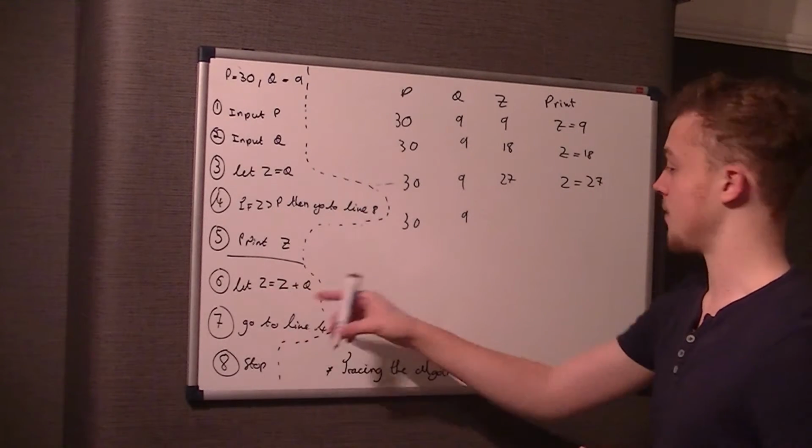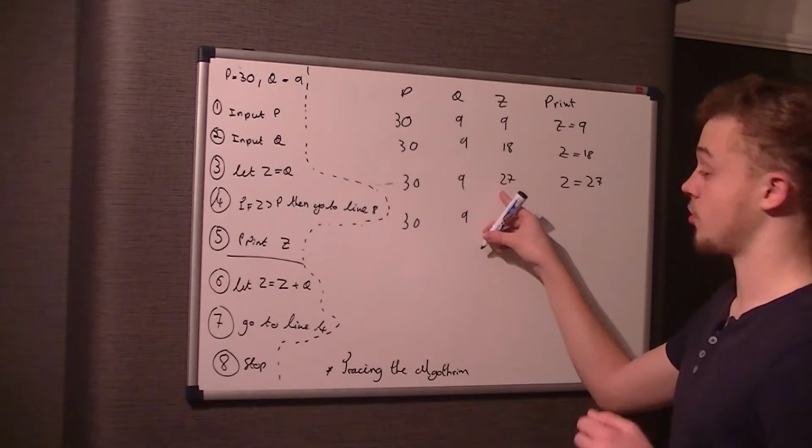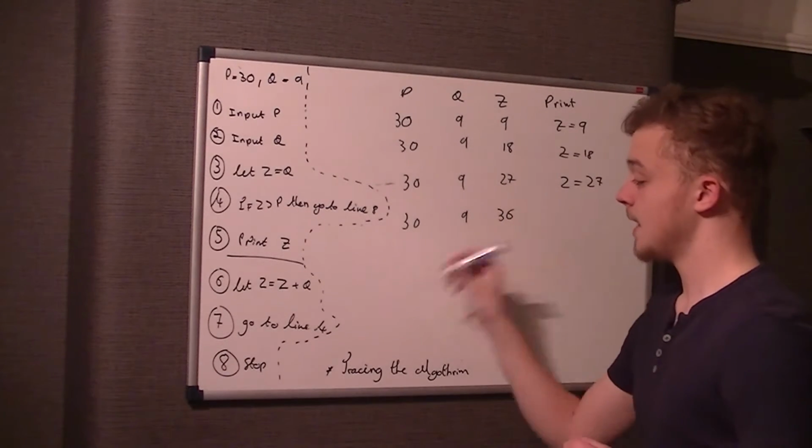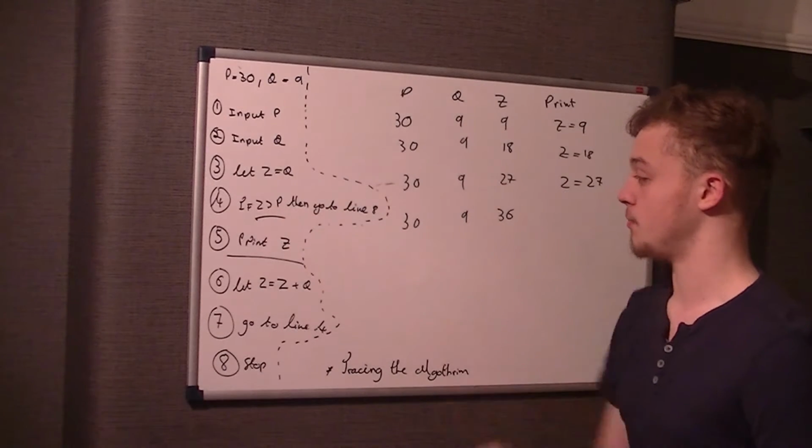We let Z equal Z plus Q. So Z equals 27 plus 9, which is 36. Go to line 4, and as Z is greater than P, we stop.